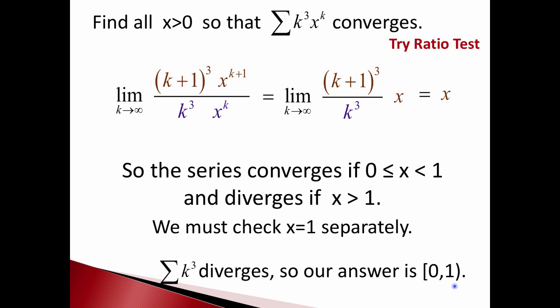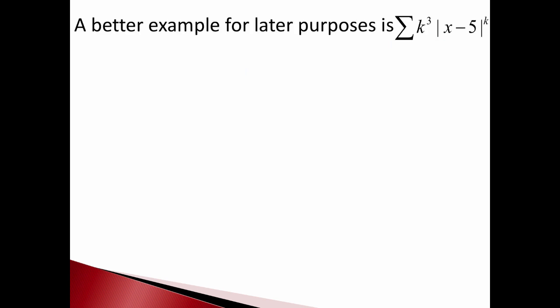Now, this is really kind of a fakey example. So I hinted that this isn't really a question that we're concerned about in this set of material. It's really a question that's designed to set up stuff later. Maybe a better example to help set up stuff for later is something like this: k cubed and then the absolute value of x minus 5 to the k.